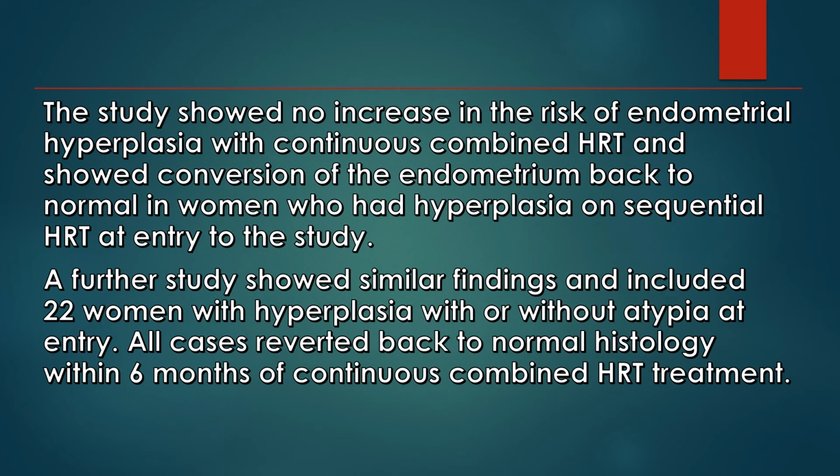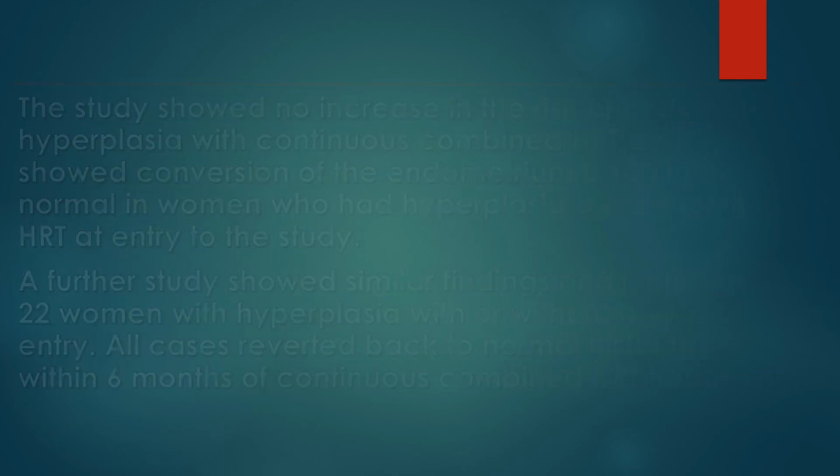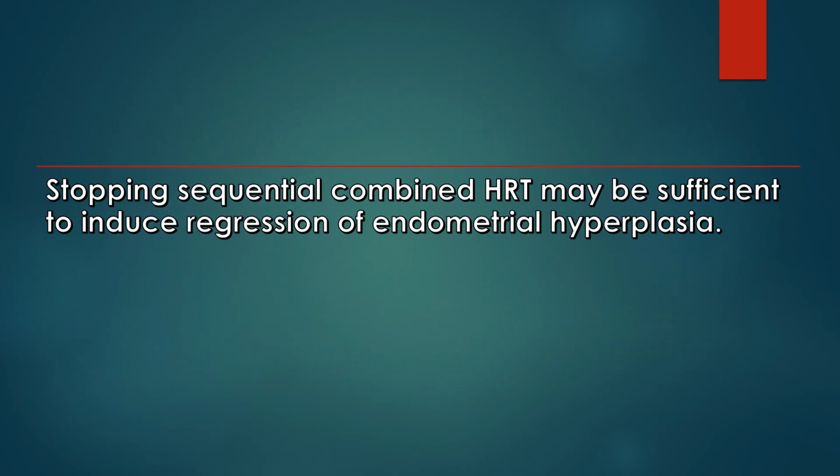A further study showed similar findings and included 22 women with hyperplasia with or without atypia at entry. All cases reverted back to normal histology within 6 months of continuous combined HRT treatment. Stopping sequential combined HRT may be sufficient to induce regression of endometrial hyperplasia.